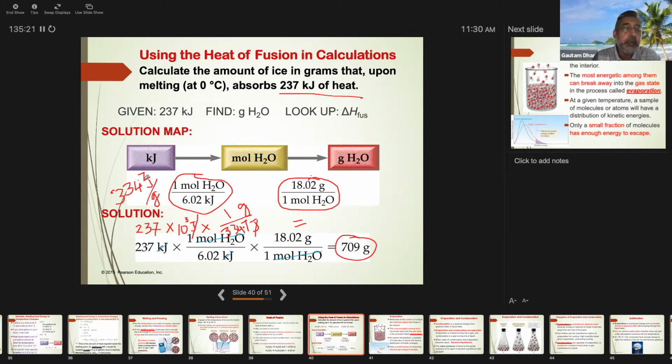237,000 divided by 334.7 is 708. So that one came out 709.5. This 708. So kind of close. But again, this is how you do it. Just follow the units, simple calculations. Just don't make careless mistakes. Follow the units. Okay.